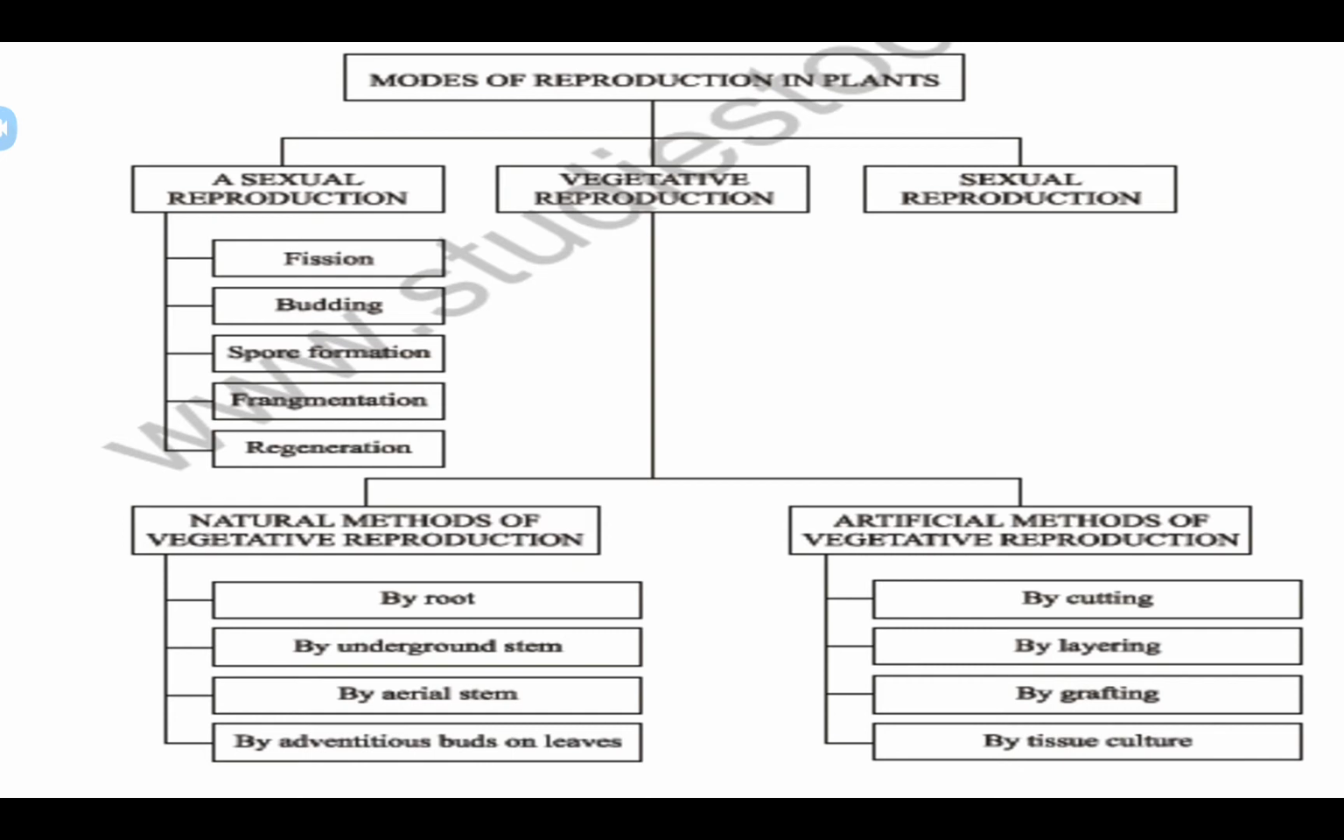Natural method of vegetative reproduction means, already you know the vegetative parts of a plant: root, stem, leaf. That means here we can produce new plants from a vegetative part. Artificial methods of vegetative reproduction are cutting, layering, grafting, tissue culture to produce new plants. In this 7th class, you will learn only the cutting method. What is the reproductive part of a plant for sexual reproduction? Yes, flower is the reproductive part of a plant for sexual reproduction. This is nothing but modes of reproduction in plants.